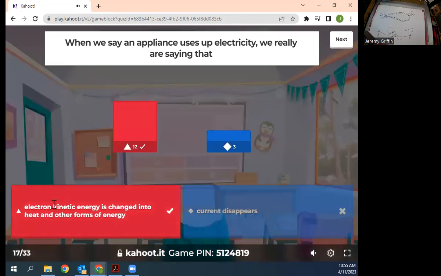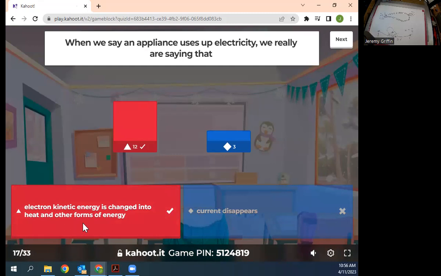Nice, nice. All right, so electron kinetic energy is changed into heat and other forms of energy. So say if it's alternating current, that back and forth motion of electrons, right? There's some energy there. How much energy? Well, what's the voltage? Because voltage is energy per charge, right? So that'll tell you how much.